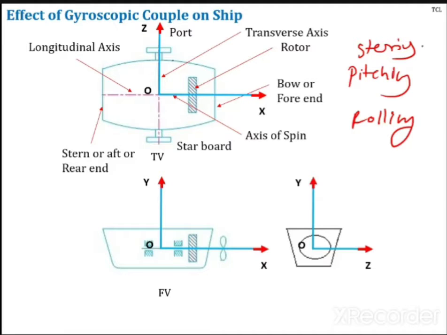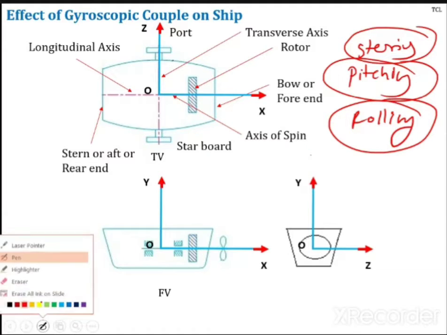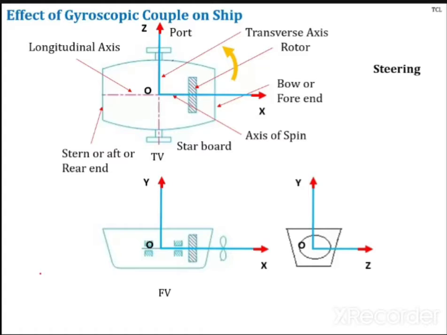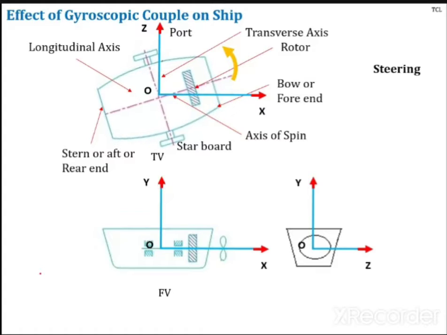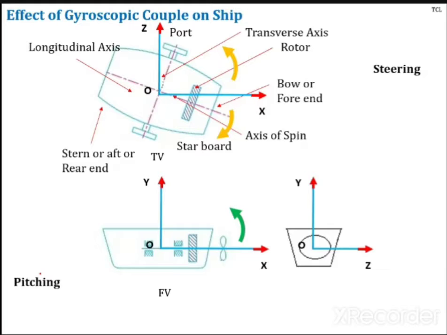But in a ship we have three conditions: steering, pitching, and rolling. So you'll understand one by one. What is steering? Suppose this is a left turn. The ship is turning to the left. So what is the effect of reactive gyroscopic couple? That we have to see. Then the ship is turning right. And third, pitching.